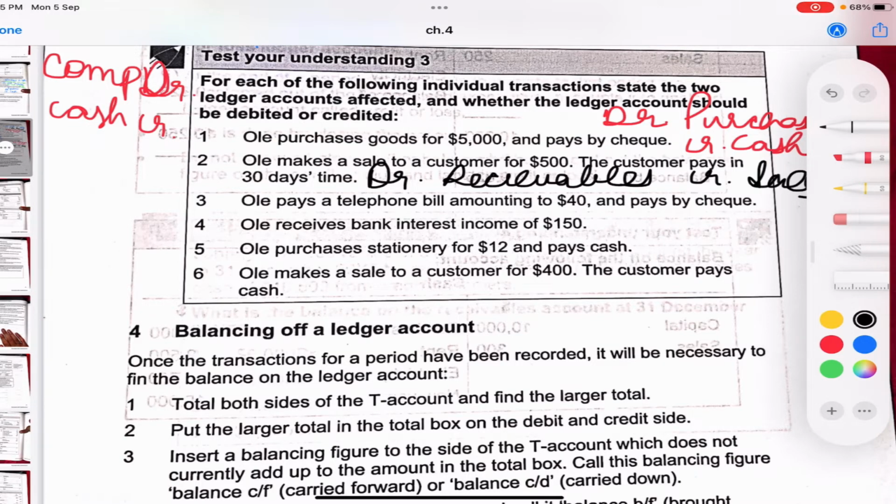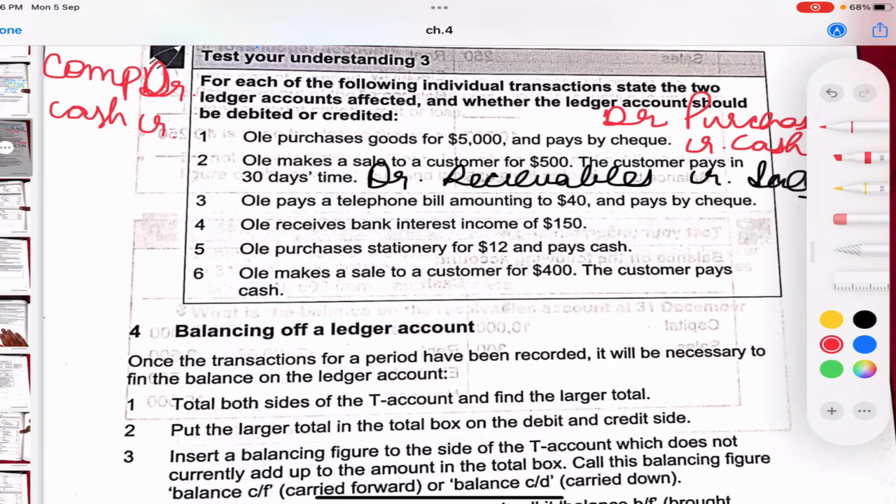Now, Ole pays a telephone bill amounting to $40 and pays by check. Whenever something is paid by check, you can write it as a credit entry of cash only, because when you take the check to the bank, it gets encashed. So whenever a check is mentioned in the question, you will assume it to be payment by cash. Ole pays a telephone bill amounting to $40 and pays by check. So telephone expenses gets debited and cash gets credited.